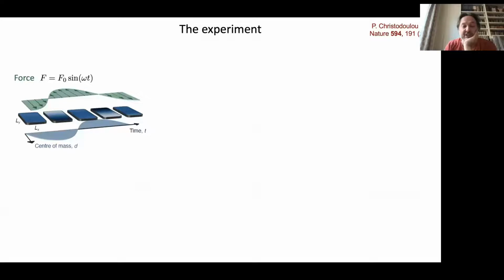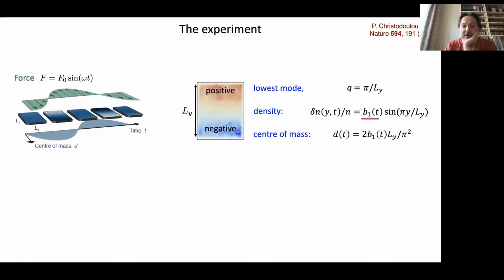And so, as I said, the idea is simple. You have some in-plane force, which is spatially uniform and just oscillates back and forth. And so that basically couples directly only to the lowest sound mode, just a standing wave, which has the longest possible wavelength in the system, or wave vector pi over L. It leads to this kind of sinusoidal modulation of the density, and then the amplitude of this modulation oscillates in time. So you can just measure this b1 of t, or basically just look at the displacement of the central mass because they're trivially related to each other.